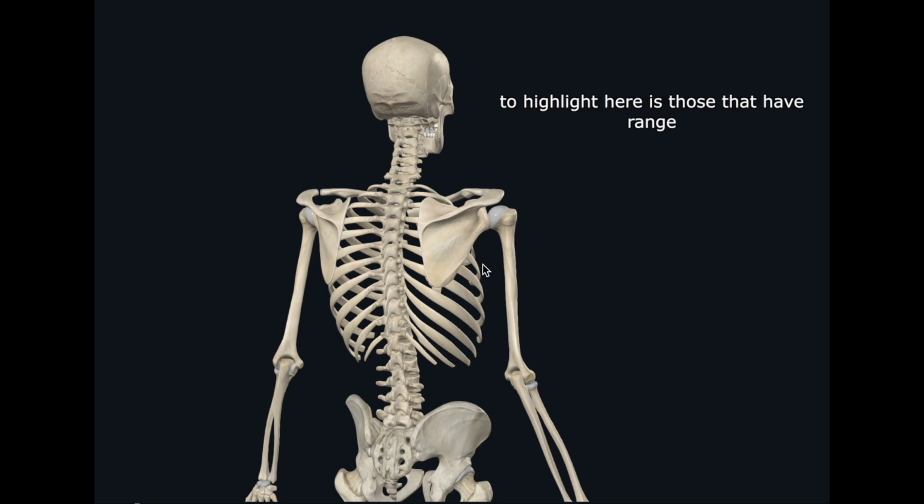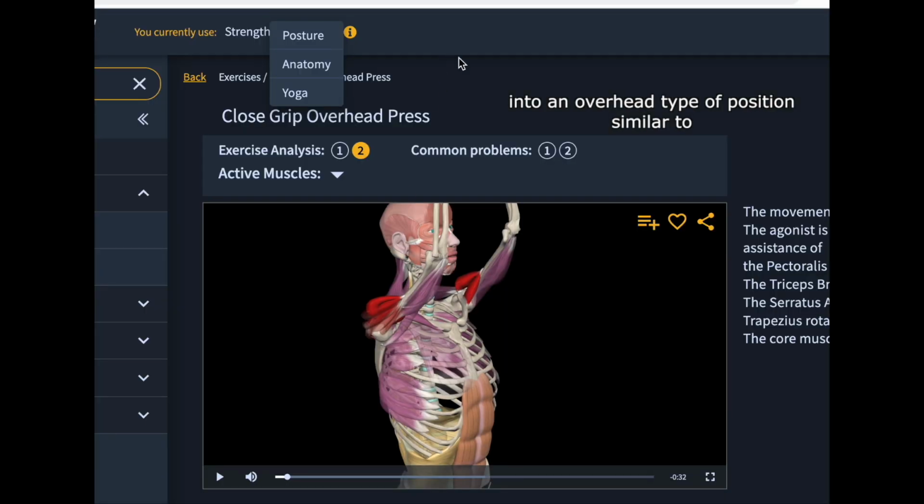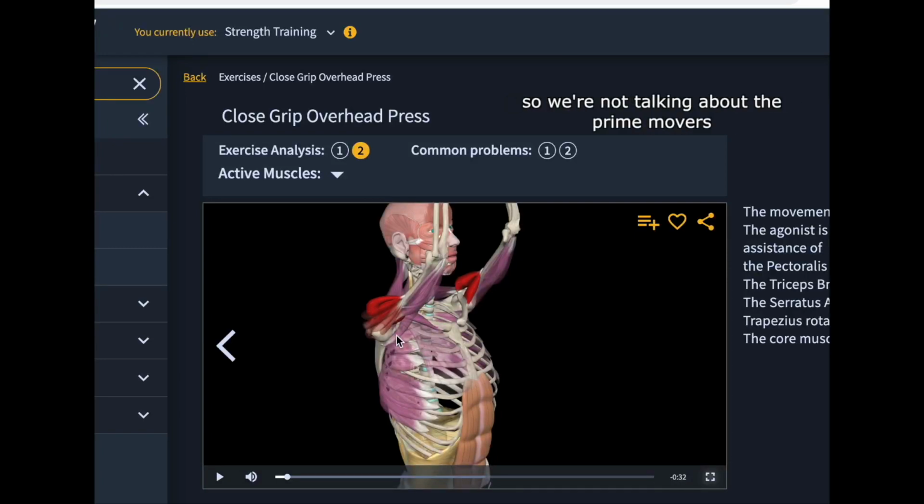So what we want to highlight here is those that have range of motion issues with bringing their shoulder overhead. What we're talking about here is this arm being able to go into an overhead type of position, similar to what we'd see with an overhead press here, right? So we're going to look at both of these anatomical models to give us an idea of what we're actually talking about. We're not talking about the prime movers in the sense of what actually moves the arm. We are going to be talking about some of the mobility restrictions that usually lead to these deficits.